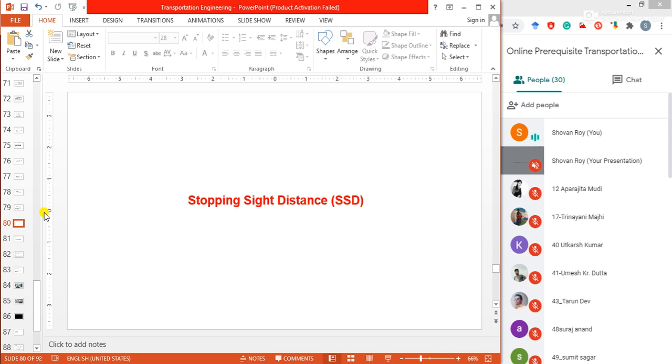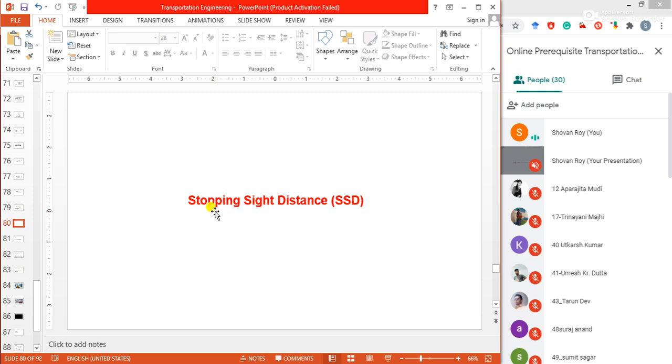But you may calculate during your solving the numerical, basically ISD value. Now our concern is stopping sight distance. The minimum sight distance available on a highway at any spot should be of sufficient length to stop a vehicle traveling at a design speed safely without collision with any other obstruction. So the main factor is design speed.